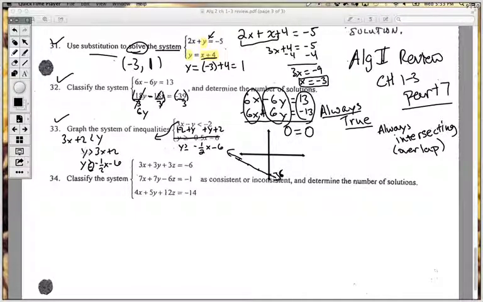Now the other line says y is greater than 3x plus 2. So I'm going to go to plus 2, and this has a positive slope of 3. So let's say I go up 1, 2, 3, and over 1. So I'm really looking at a line that kind of looks like this. Now notice that I did this one a little bit different. This one was a dotted boundary because it is not equal.